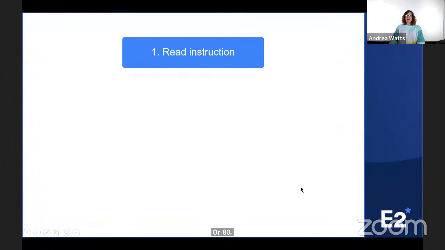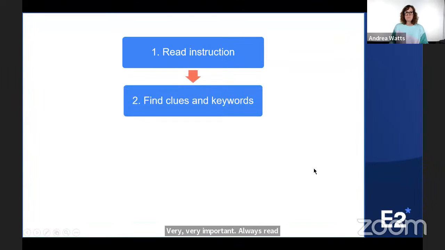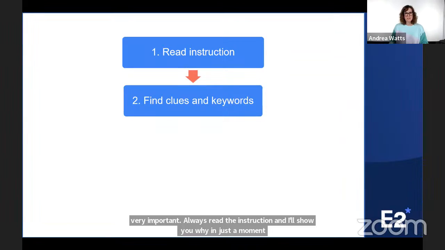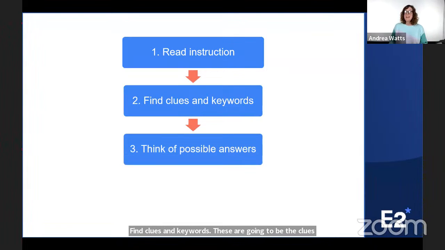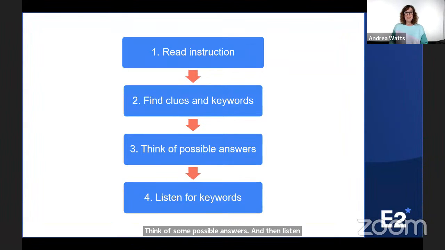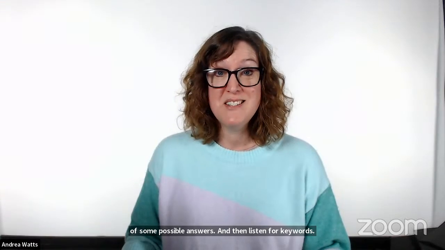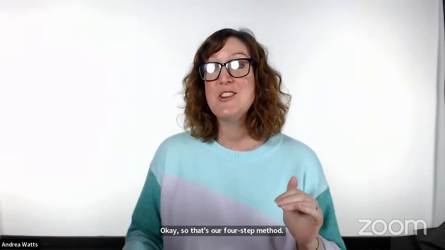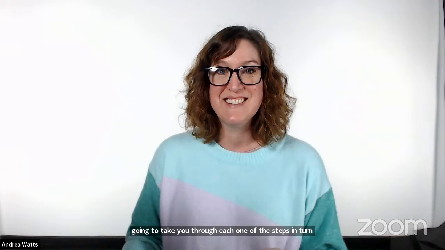Okay, so let's move on to looking at our method. And the first step here, read the instruction. Very, very important. Always read the instruction, and I'll show you why in just a moment. Find clues and keywords. These are going to be the clues and keywords that help you find the answer. Think of some possible answers. And then listen for keywords. Okay, so that's our 4-step method. Don't worry, I'm going to take you through each one of the steps in turn, and we'll look in detail at exactly what you have to do to follow this method. So let's get started.